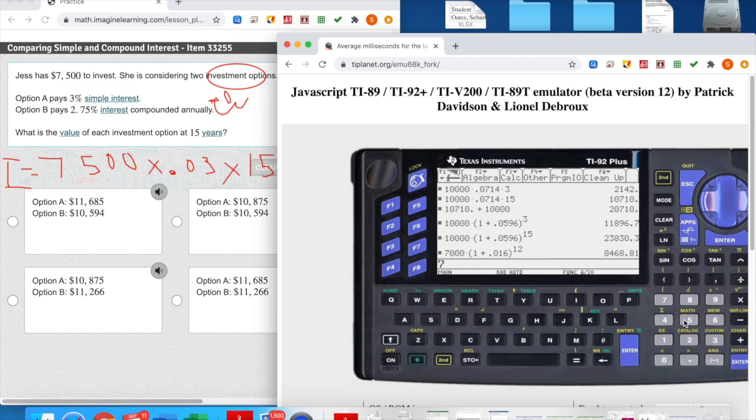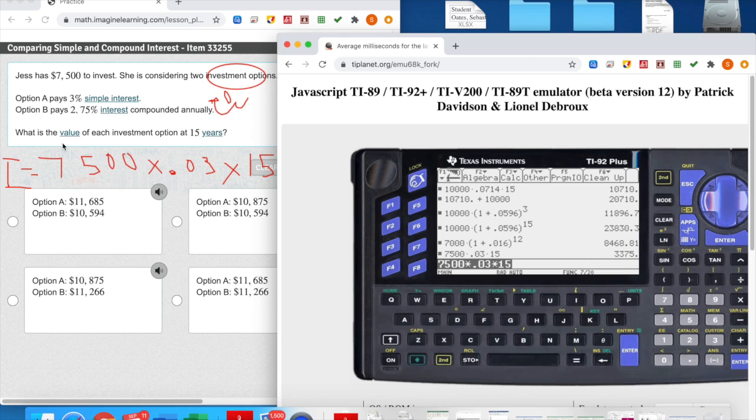So 7,500 times 0.03 times my 15 years. And that's going to give me 3,375. Now that's a problem because I don't see that option anywhere for answer choice A.